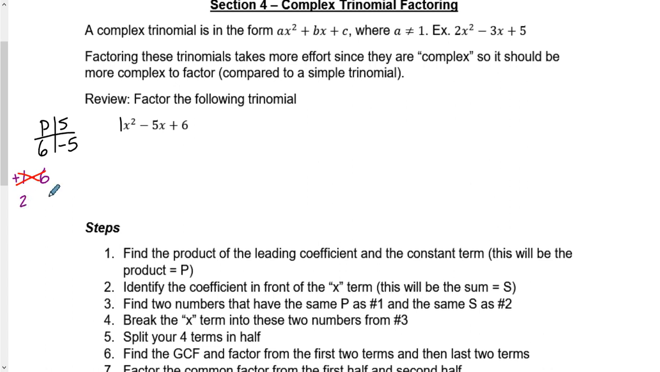But the numbers -2 and -3 do work. Multiply them together, you get positive 6. Add them together, you get -5. So to factor a simple trinomial, we just have to leave off our steps there. Write an x in the first spot, and write a -2 and a -3, and we're done.